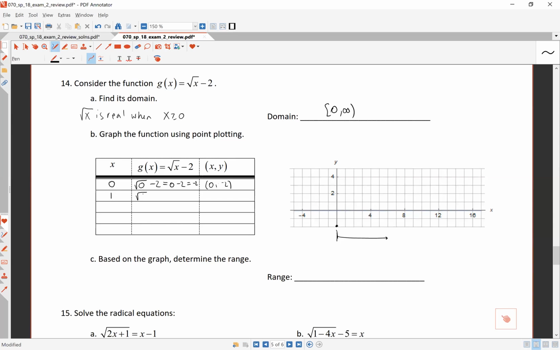1 is going to be the next nice number to choose. Square root of 1 minus 2 is 1 minus 2, which is -1. 4 is a good number to plug in. Square root of 4 minus 2 is 2 minus 2, which is 0. And 9 is a good number to plug in. Square root of 9 minus 2, which is 3 minus 2, which is 1. 16 is the next nice number. Square root of 16 minus 2 is 4 minus 2, which is 2. 16, 2.